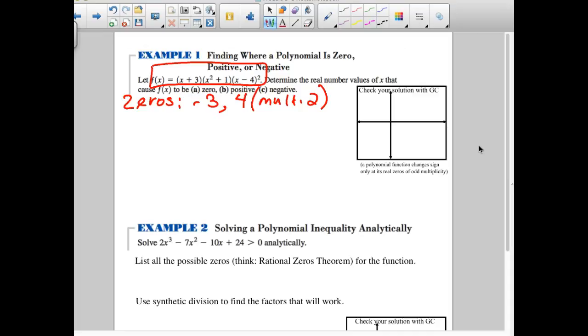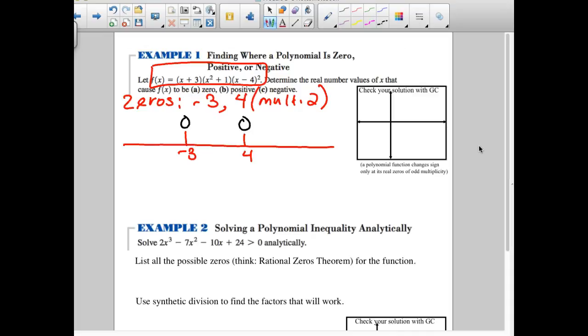All right, so we're going to make a number line. And we just have 2 critical values for this one. There's no denominator, so we don't have any vertical asymptotes to worry about. All right, we're just strictly looking at zeros. I want you to put negative 3 and 4 on your number line. And above it, I want you to write 0. At those 2 spots, we are exactly equal to 0. Okay?